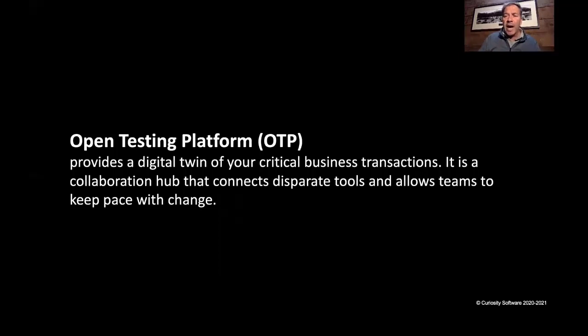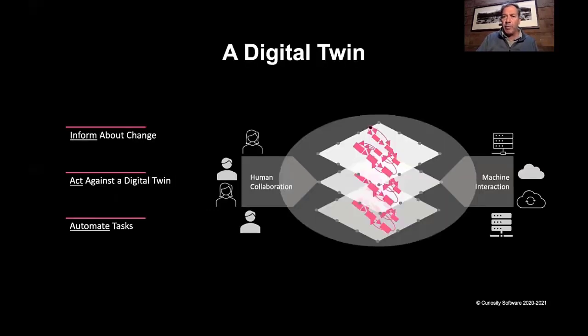And when we decided, from a Curiosity Software perspective, that we were going to go after this idea of the open testing platform, we said, okay, it's got to be a very tight understanding of what's going on. And this is our definition. An open testing platform provides a digital twin, which I will discuss, of your critical business transactions, okay? It is a collaboration hub that connects disparate tools and allows teams to keep pace with change. Okay, let's unpack this idea because I think it's compelling. I think it's what's next from the software testing perspective.